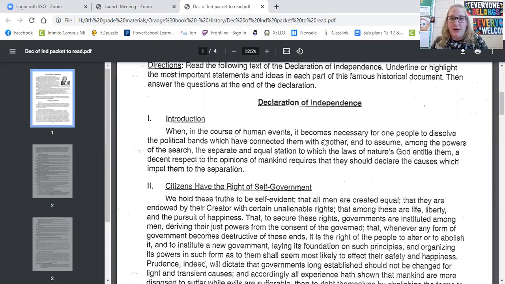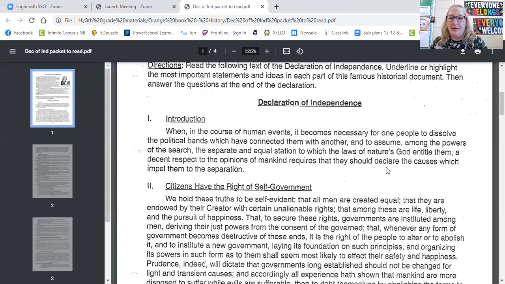Okay, you need to underline or highlight the words, it becomes necessary for one people to dissolve the political bands. Remember, this is a letter from the colonies to Great Britain, and they're saying they want to dissolve the political bands, or get rid of. So they don't want to be connected anymore. This is essentially a breakup letter from the United States of America to Great Britain. We no longer want to be in a relationship with them.